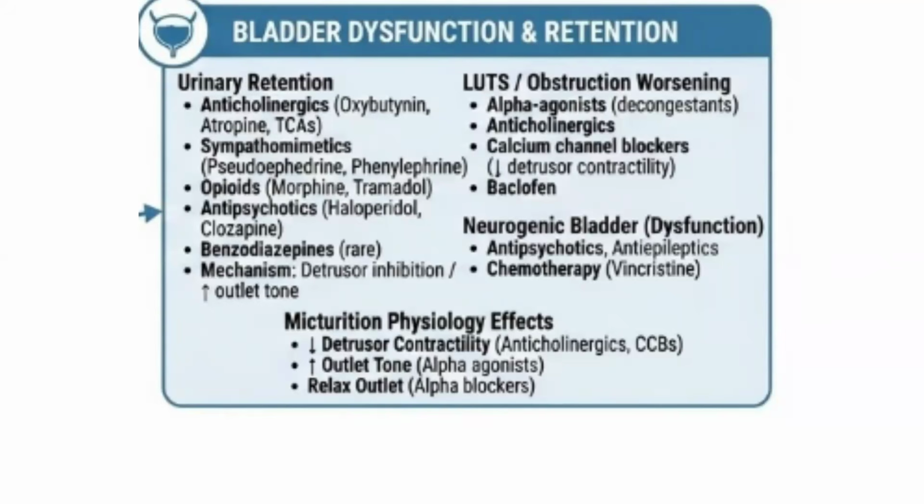Many times in young patients presenting with urinary retention, we are not able to find any urological or anatomical cause. Then we can look toward antipsychotics and antidepressant therapy. We have to ask for antidepressant and antipsychotic therapies, which people do not disclose as easily. Obstruction-worsening drugs could be alpha agonists such as decongestants, anticholinergics, calcium channel blockers, which decrease the detrusor contractility, and baclofen. Neurogenic bladder dysfunction is caused by antipsychotics, anti-epileptics, and chemotherapy, vincristine.